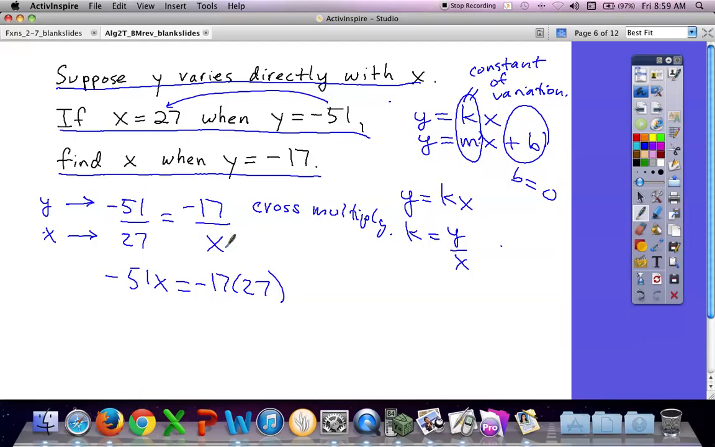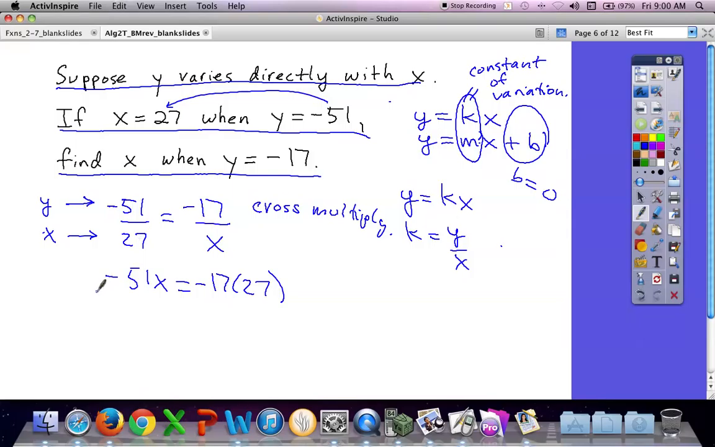Now, if all you're trying to do is find the missing variable, if you make a mistake, if you flip both sides and do x's over y's, you'll still get the right answer. Because when you do the cross multiply, it's still going to give you that exact same equation. But you have to be consistent. If you did y over x here and x over y there, then you're going to get the wrong answer. But it's kind of forgiving in that way. If you make a mistake and you do x's over y's instead of y's over x's, you can still solve it and get the right answer.